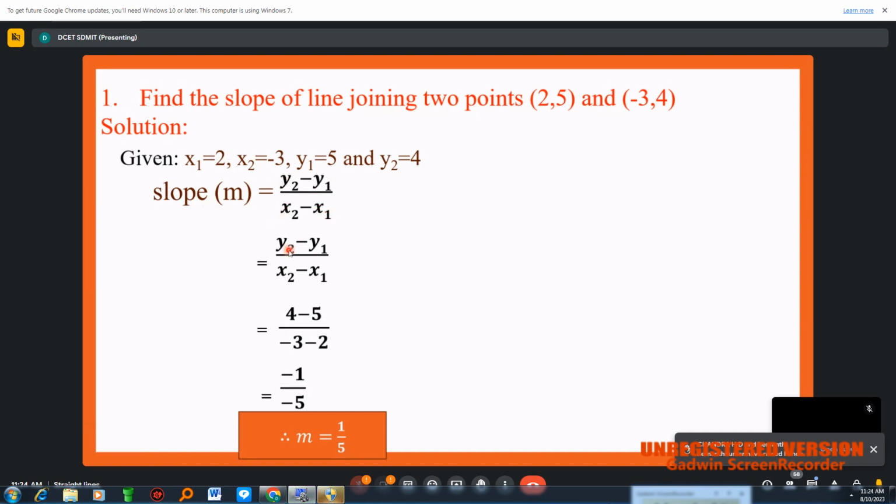That is nothing but, substituting the values, 4 minus 5 divided by minus 3 minus 2. 4 minus 5 is nothing but minus 1, so the negative sign is because it is a bigger number's sign. Next, minus 3 minus 2: then you should add 3 plus 2, it is 5, and the sign should be of the bigger number. So minus and minus get cancelled. Therefore the slope value you will get is 1 by 5.